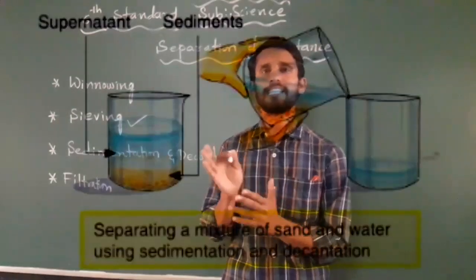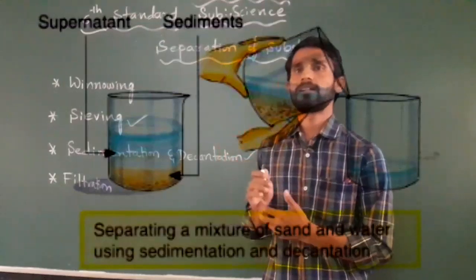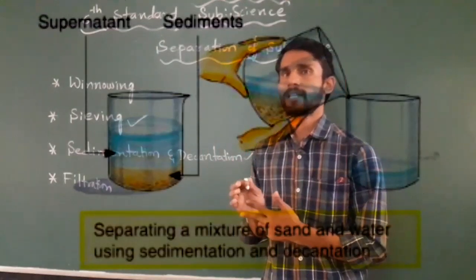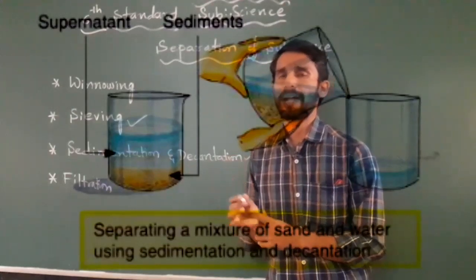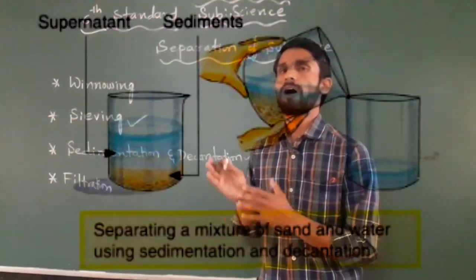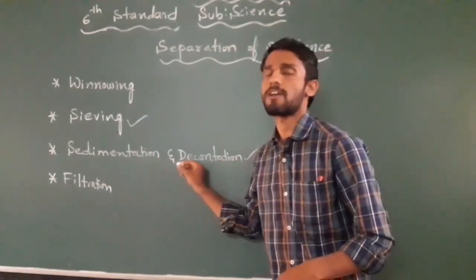Here students, let us see this picture. The upper part is called supernatant, and the lower part of this beaker we will call sediment. Dear students, observe this picture. This is one of the methods of separation.